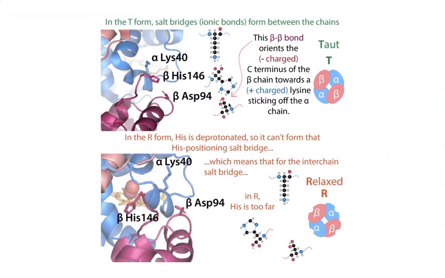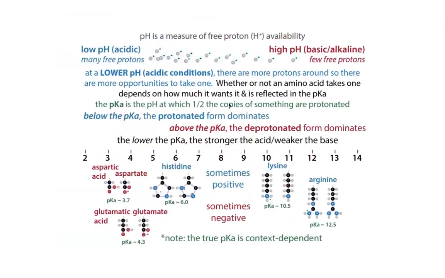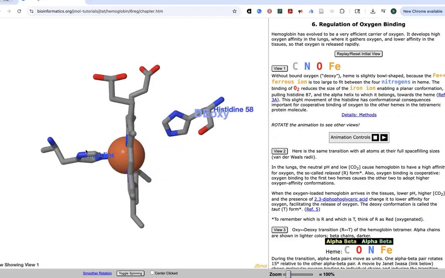So in that R state, you're not going to be able to form that salt bridge, but in the T state, you are. But in order to form that salt bridge, that histidine has to be positively charged so that it can then interact with this aspartate to position that C terminus to interact with the lysine. So basically, in the T form, you can have these interactions form, but they depend on histidine being protonated. If histidine is not protonated, you can't form those stabilizing interactions between the chains, and so you end up being in the relaxed form. So let's take a look at this in 3D.